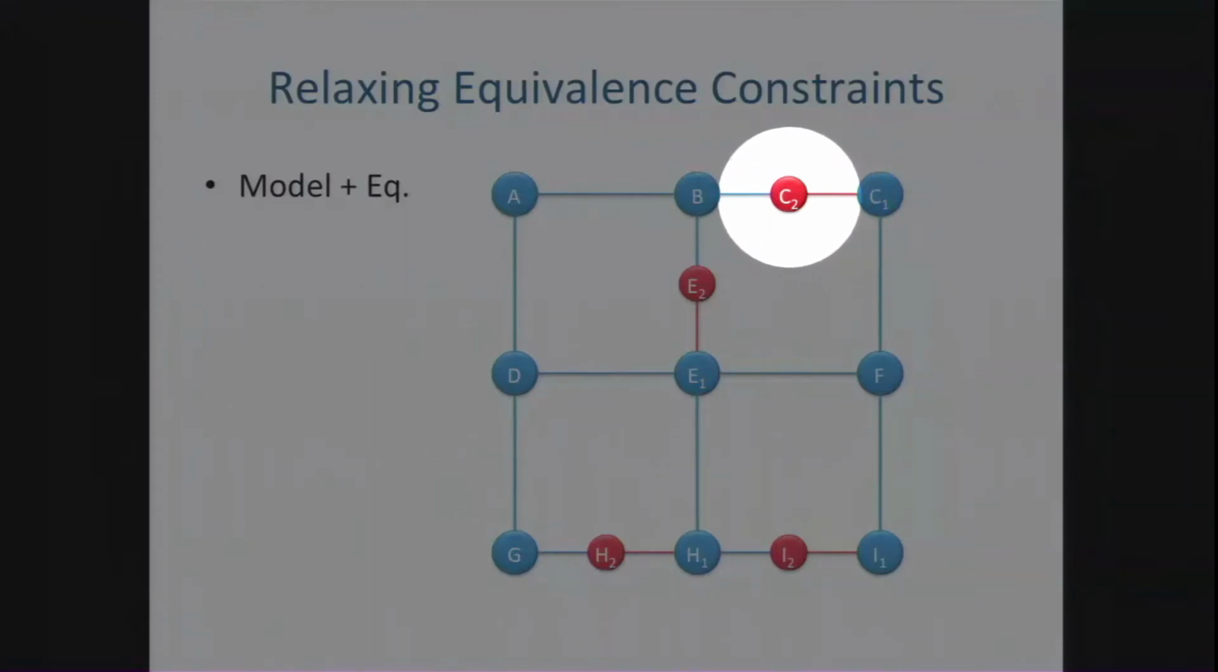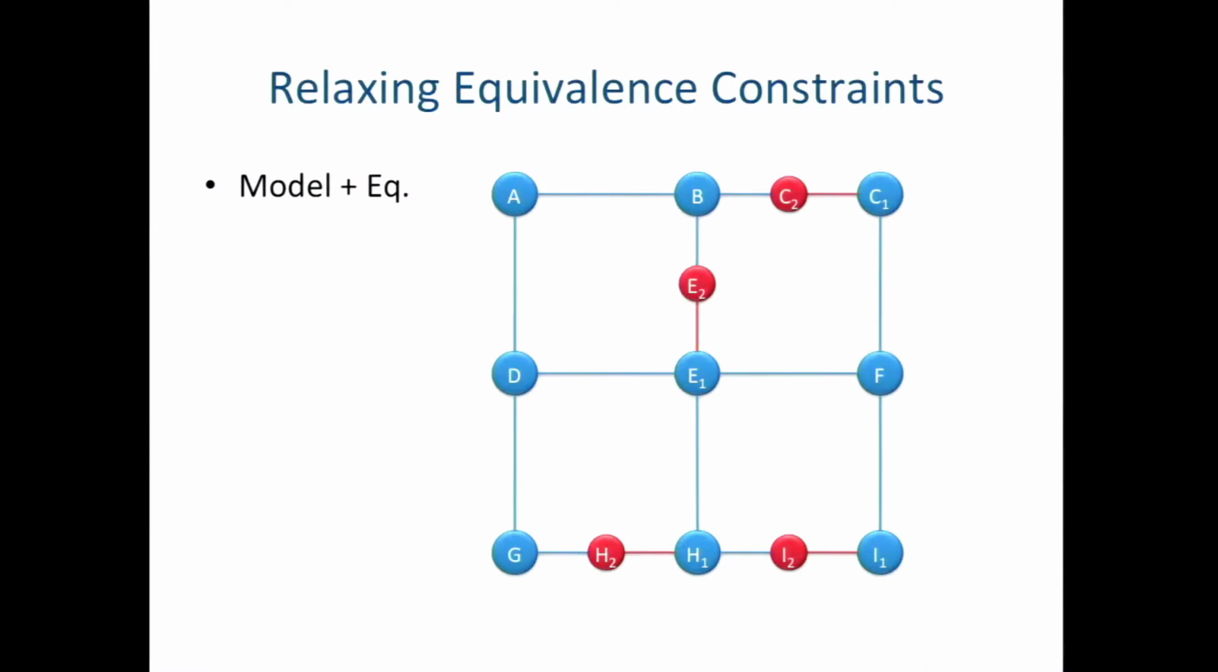You guys see that? And similarly here, this was E. I made it E1, E2, and put an equivalence constraint, equivalence constraint, equivalence constraint. You're with me? I didn't change the model. It's hairier now, has more auxiliary variables, but it's the same model.